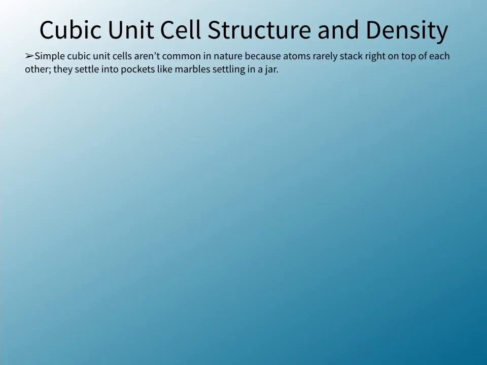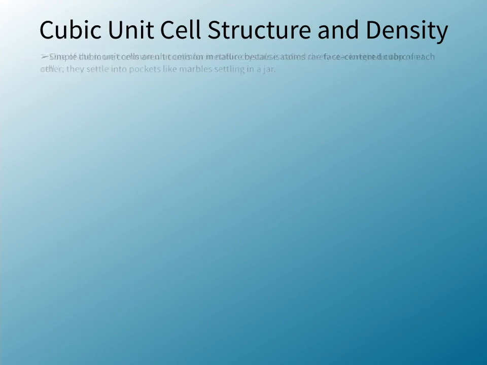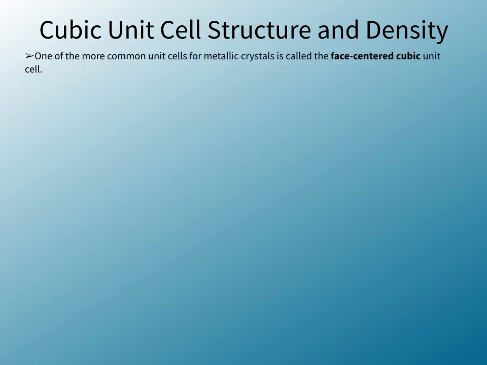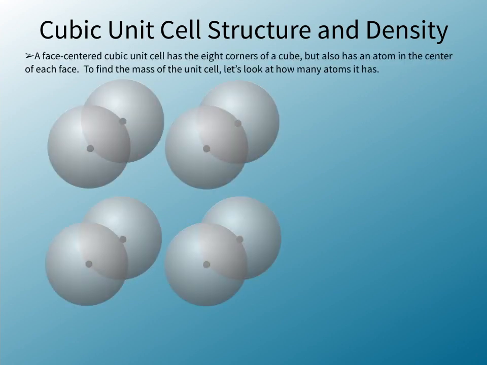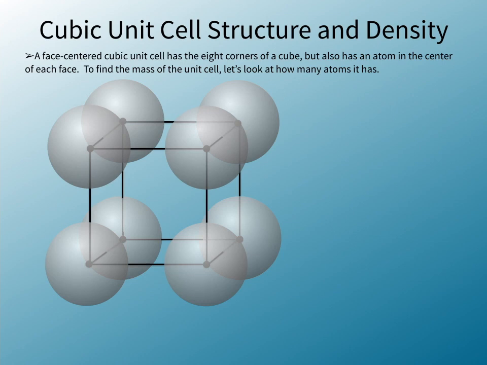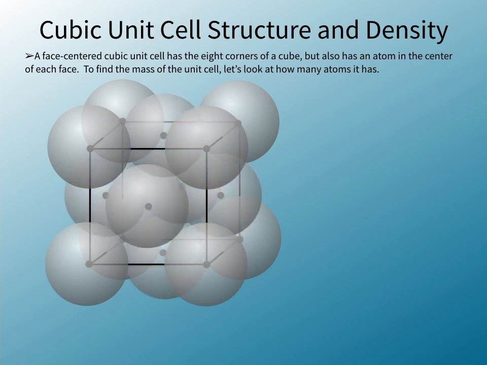Simple cubic unit cells aren't common in nature because atoms rarely stack right on top of each other. They settle into pockets like marbles settling in a jar. One of the more common unit cells for metallic crystals is called the face-centered cubic unit cell. A face-centered cubic unit cell has the 8 corners of a cube, but also has an atom in the center of each face.